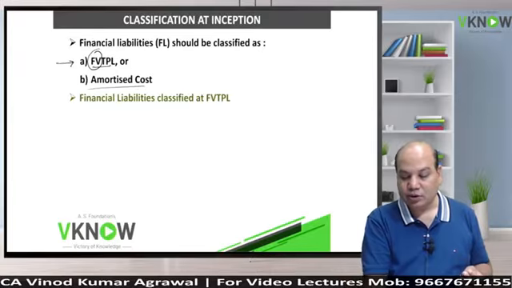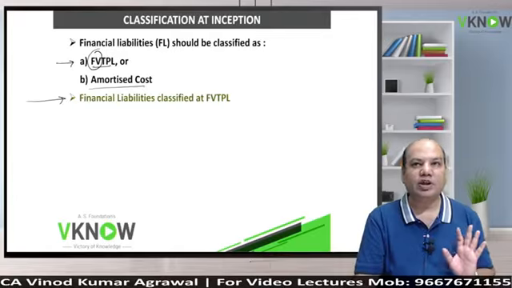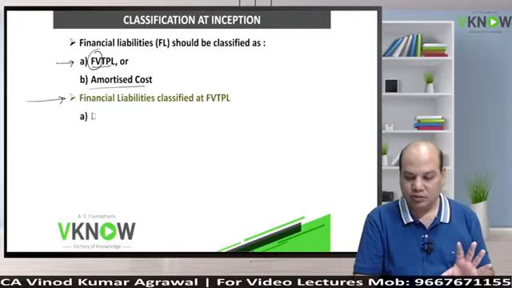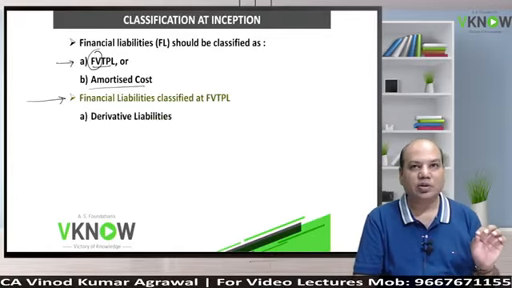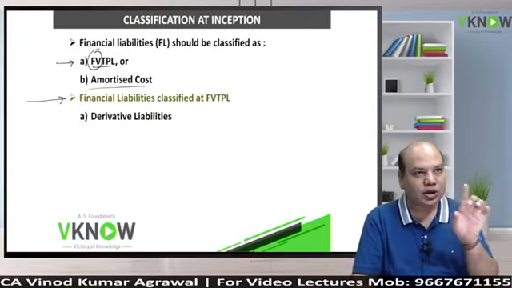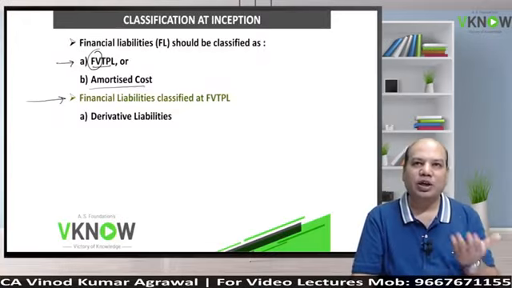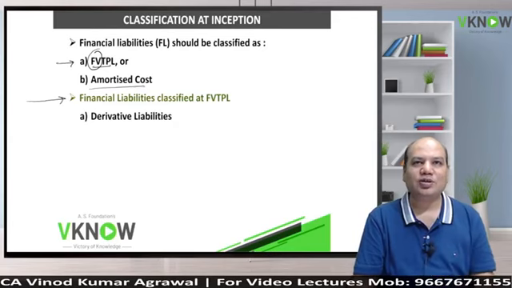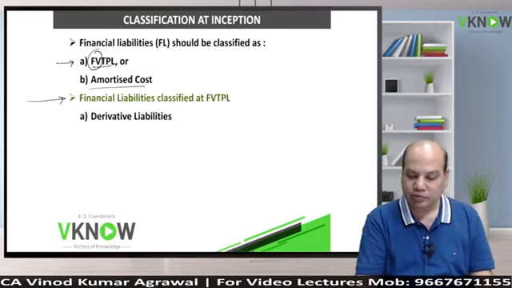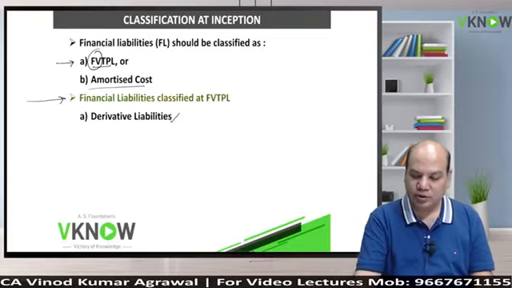So first we will see, when will a financial liability be FVTPL? A financial liability will be FVTPL in the following 4 cases. If it fits into one of these 4 cases, then it is FVTPL, and if it doesn't fit into these 4 cases, by default it will go to amortized cost. First is derivatives. Derivatives are always FVTPL, always.